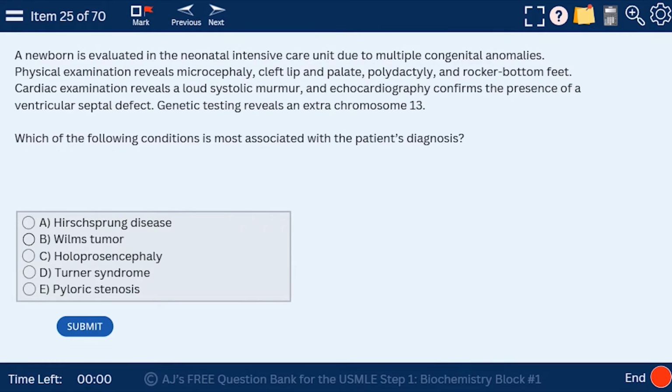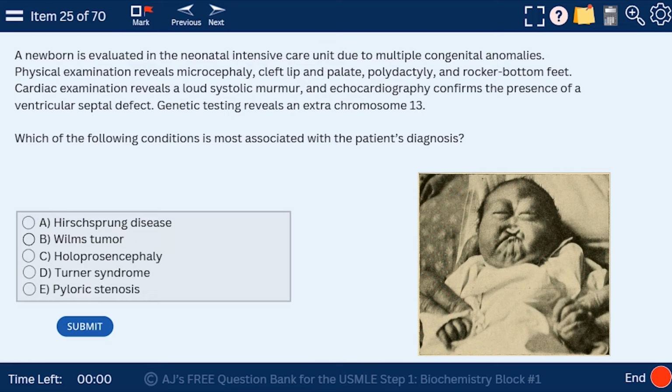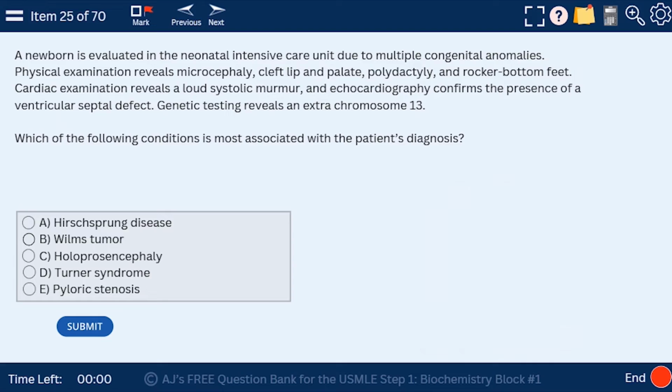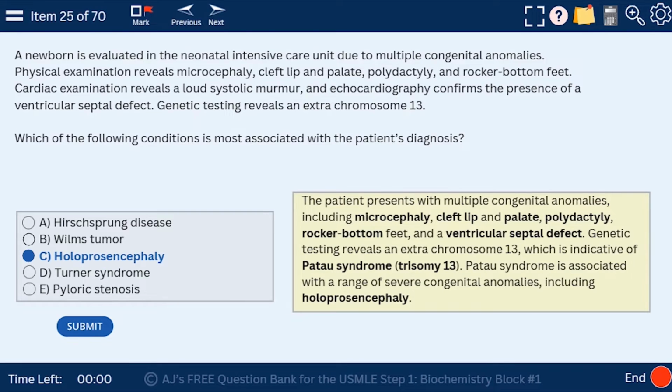Question 25. We have this newborn over here who has microcephaly, polydactyly, rocker bottom feet, and there's an extra chromosome 13. This is trisomy 13. Patau syndrome, and Patau syndrome is associated with things that go down the middle: cleft lip and palate, heart conditions, ventricular septal defect, and in this case with the brain, holoprosencephaly. And you can read about that over here. This is Patau syndrome. This is a severe congenital anomaly.